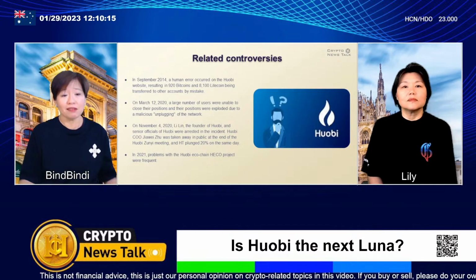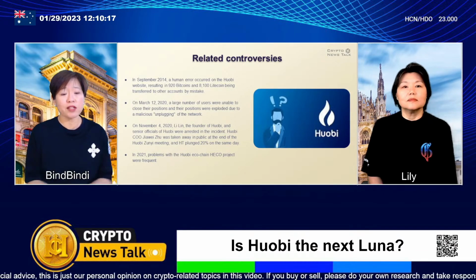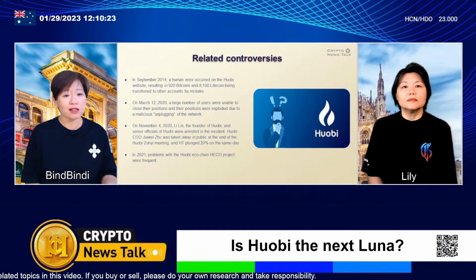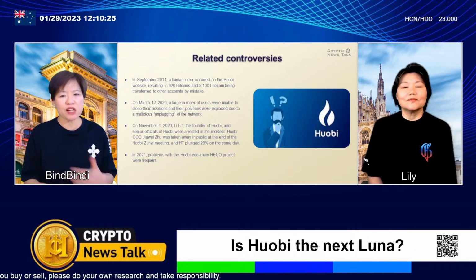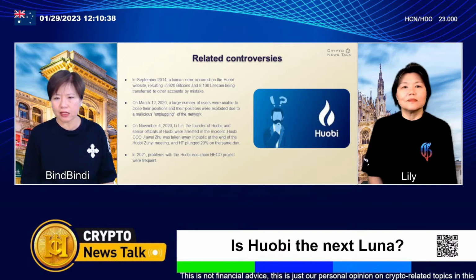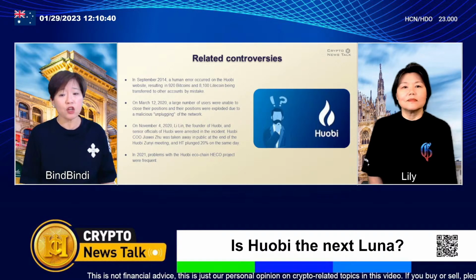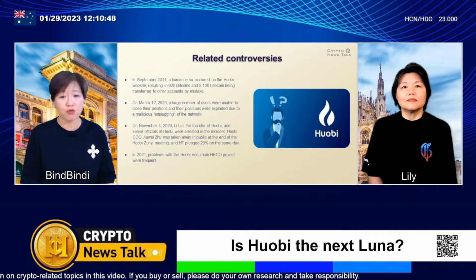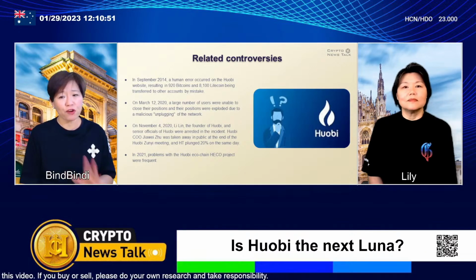Then Li Lin actually went MIA, and was finally arrested by the police. So you see that it's highly political. And in 2021, the Huobi EcoChain, or HECO project, had frequent problems, including MDEX data falsification, HECO project audit problems, project team information falsification, and HBO, HSO, and other project parties running away. So there were a lot of controversies there.